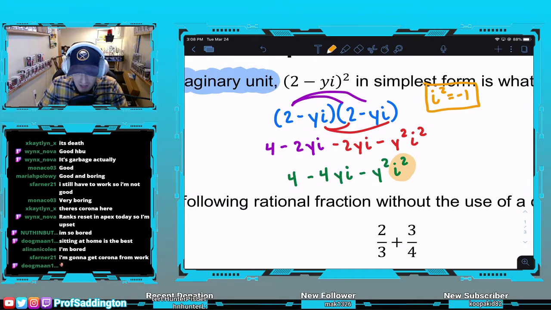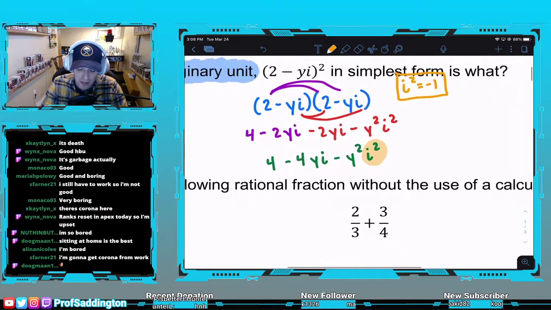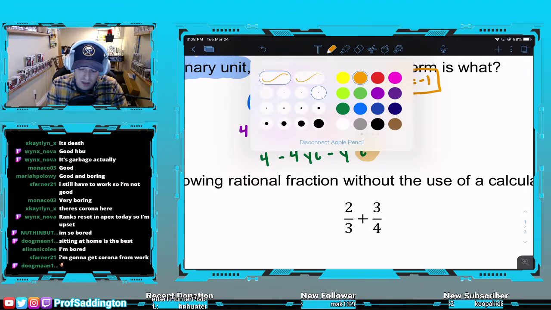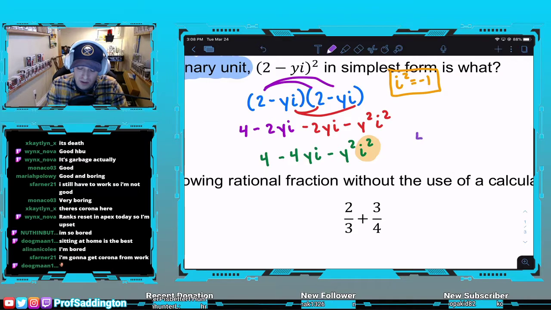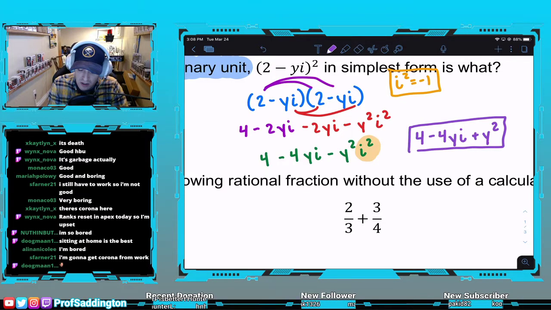So technically, this problem can be simplified down to one more step. And we can say that this is going to become 4 minus 4yi. And if you change that i squared to -1, it's really just going to become a positive y squared.